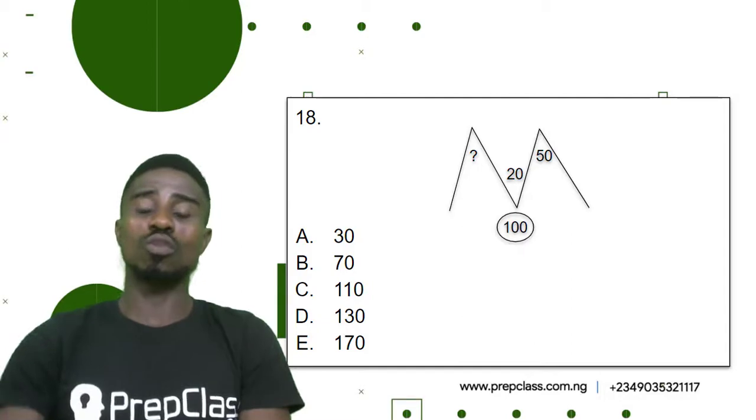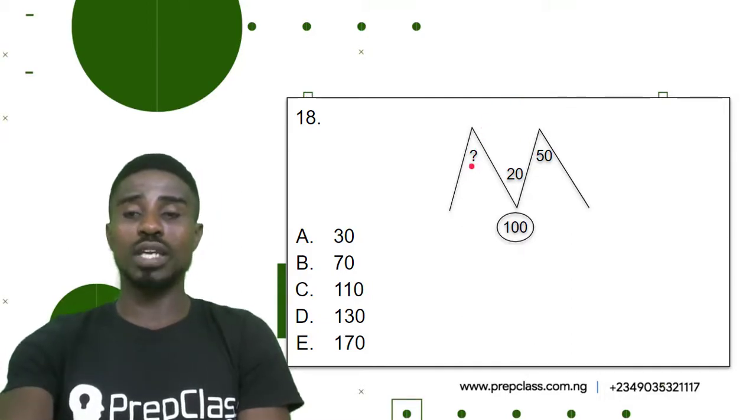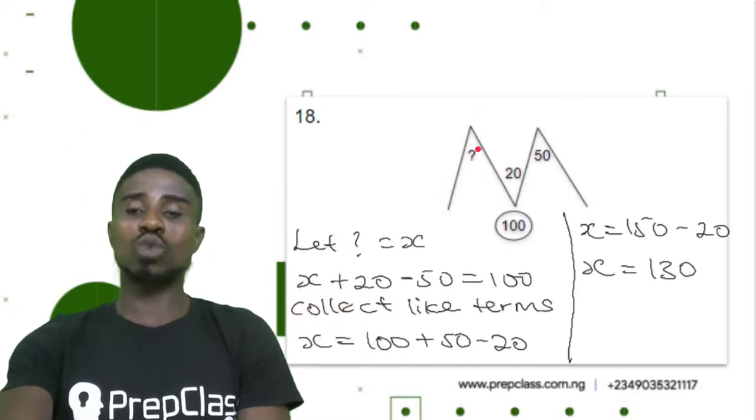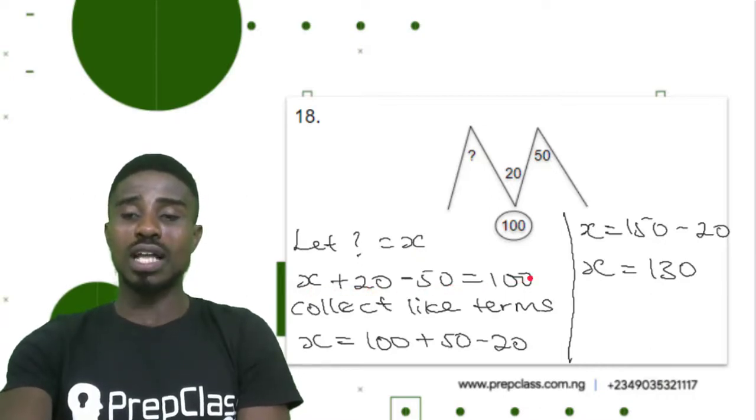Question 18, we've been asked to find what should be here. Let's see how to get it done. So let's replace this question mark with x. Then next, we write it out just as we understood it from our sample, that x plus 20 minus 50 will give us equal to 100. So x plus 20 minus 50 equal to 100. Next, we collect like terms. All the terms that are alike will be on this side with 100. So 20, minus 50, 100, they are all real numbers. So they will stay together.